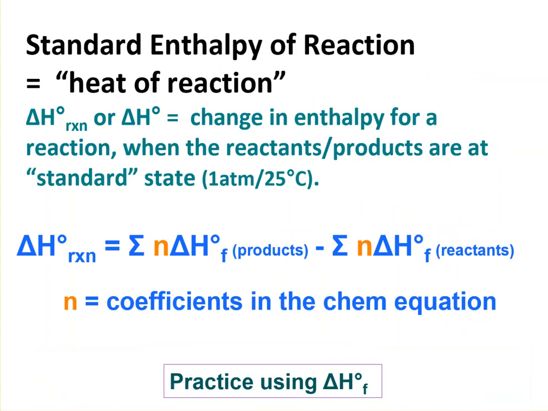Okay, one more slide here. So why is this useful? Well, like I showed you on that table, you can look up these heats of formation, and from those you can calculate a heat of reaction. This is the general equation. Of course, the sigma means add them up. If you have more than one product, you will add them all up. Products are final. This is initial. That's why you have the order that you do.